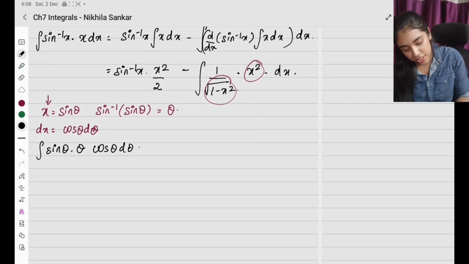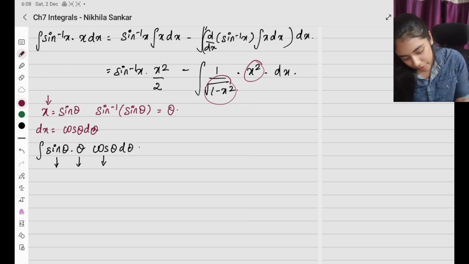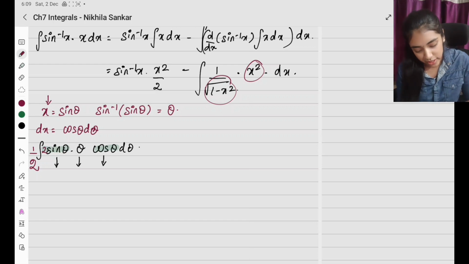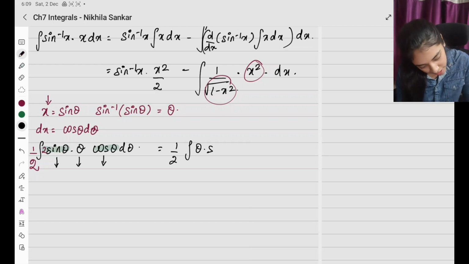Okay, now I have sine theta, theta, cos theta. I have three different functions, u function, v function, w function. So I have to simplify further. I can divide by half and multiply by half. And I know that 2 sine theta cos theta is going to be sine 2 theta. So simplifying, I have half times theta into sine 2 theta times d theta.